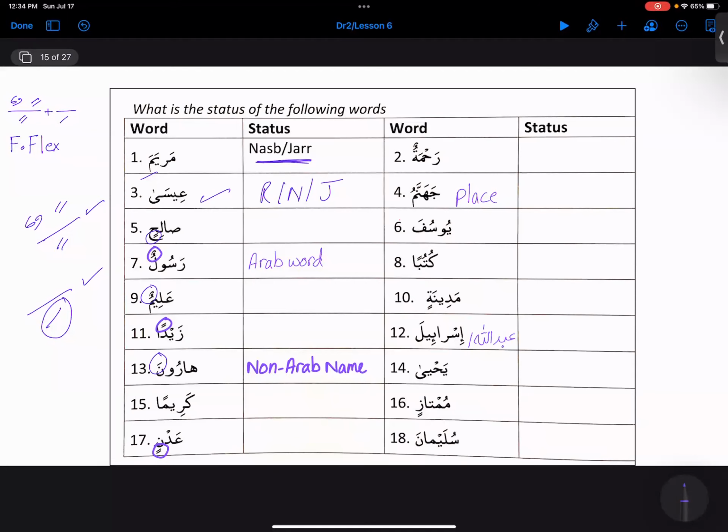Now, Haruna. Non-Arabic name and partly flexible. So what is the status here? Nasab or jar. That's what I want to hear. Nasab or jar, because its jar version is going to be the same. We cannot say Haruni. Now, Kariman, fully flexible. Yusufa, partly flexible, nasab or jar, both possibilities. Kutuban, fully flexible.